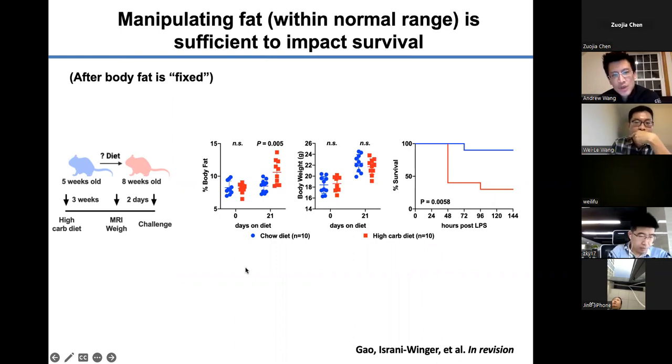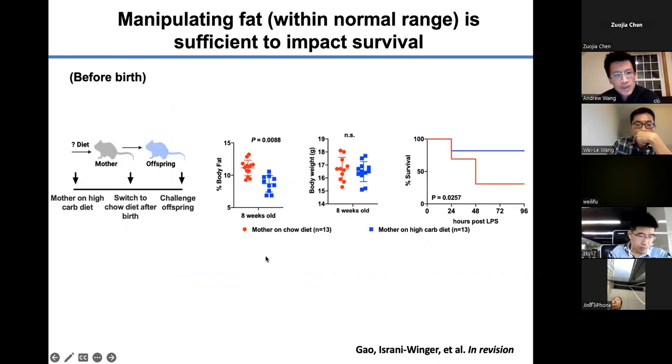The other example I'm going to show you, we did several other versions of this, is a before-birth example where we put mom on a high carb diet. And then he noticed that the offspring of moms on a high carb diet actually had slightly lower body fat composition. Again, this is all within a normal dynamic range without affecting overall body weight. And as you can see, again, it's the slightly fatter mice that end up succumbing to challenge from LPS.